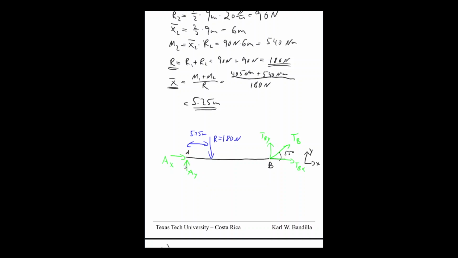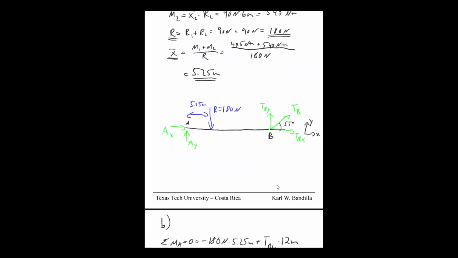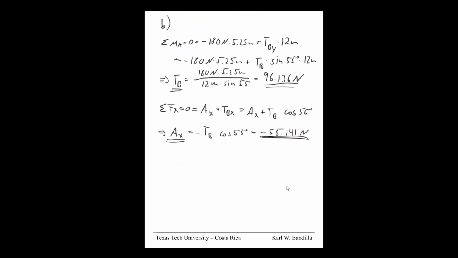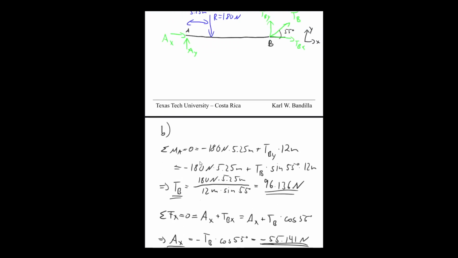Now we've got multiple ways of doing that. We could get AY by just saying forces in the y direction equal to 0. But again, that includes TB. But if we do the moment around B, then we don't have to worry about that. So let's do that. We'll say the sum of moments around B is equal to 0. What do we get there?